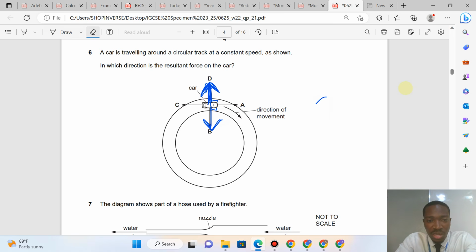Yeah, so B, that's the inward force, and that will be the resultant in this case. That inward force needed to balance it will be the resultant force.